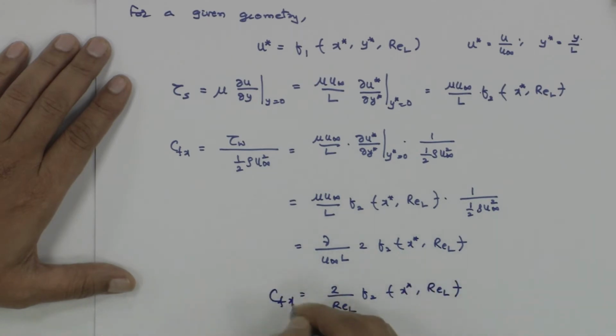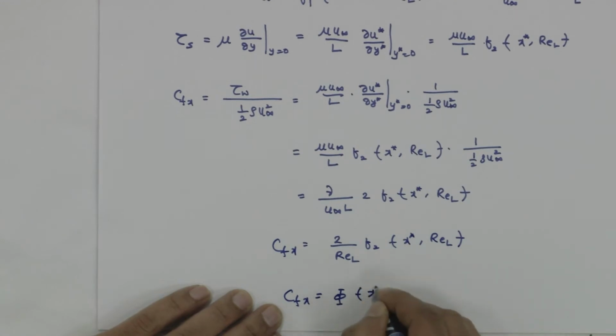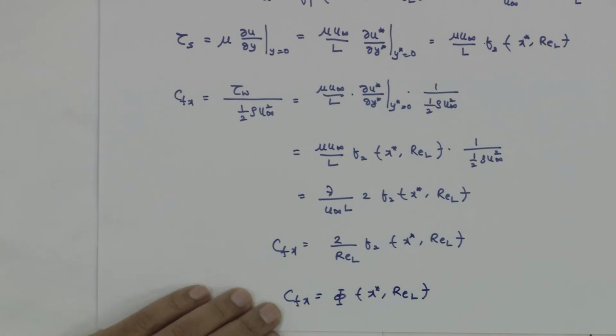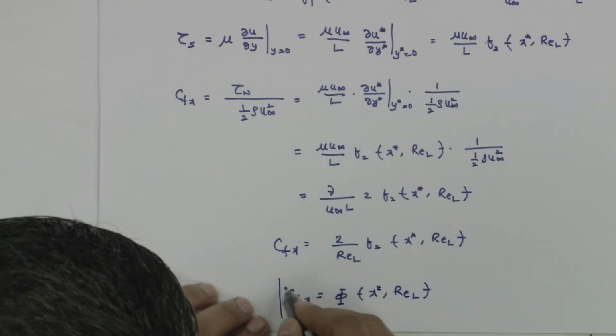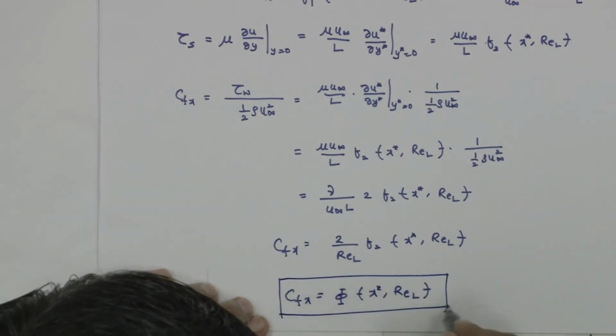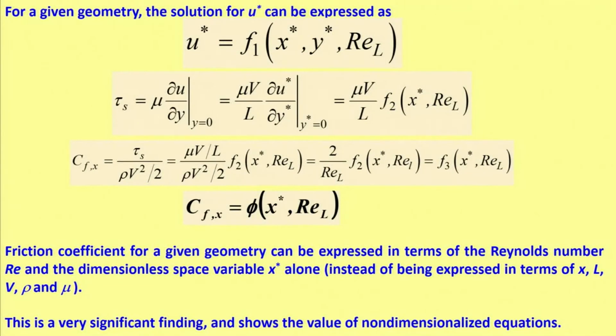So, Cfx, as you can see now, is only a function of X star comma REL. So, the friction coefficient is a function of the location and Reynolds number. This is nothing new for us because we have done this from dimensional similarity, and we have done it by scale analysis, but let us keep this form as it is because this form helps us in understanding Reynolds analogy.